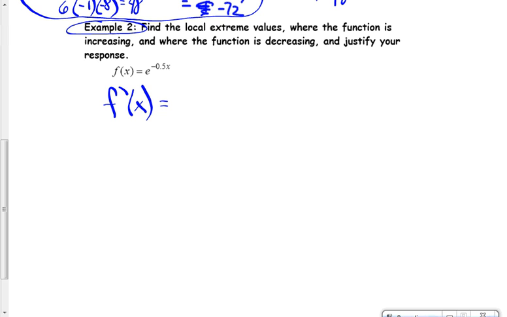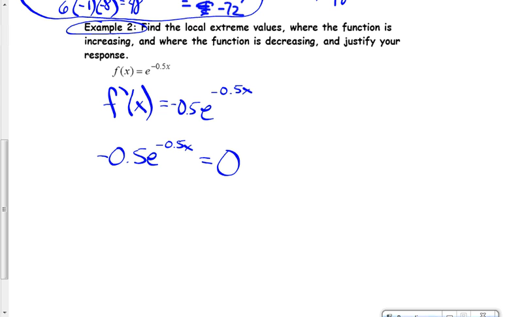Find the derivative, which is e to the negative 0.5x times negative 0.5, right? That's our derivative. Negative 0.5 times e to the negative 0.5x. Okay? Let's set that derivative equal to 0.